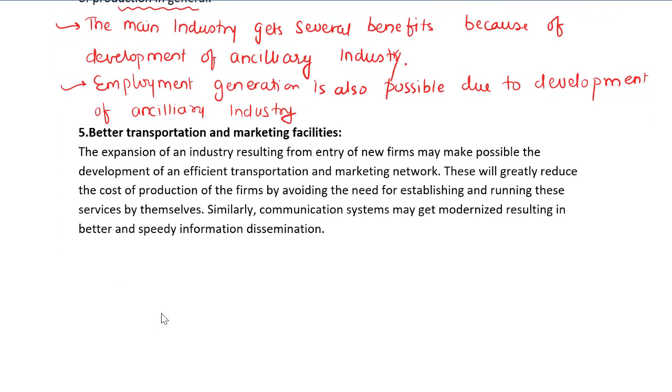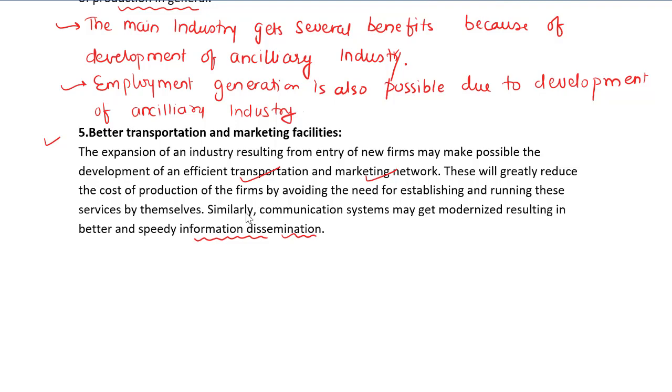Let us see point number 5 now. Better transportation and marketing facilities. The expansion of industries results from entry of new firms that may make possible the development of efficient transportation and marketing network. These will greatly reduce the cost of production of the firm by avoiding the need of establishing and running these services by themselves. Similarly, communication system may get modernized, resulting in better and speedy information flow.